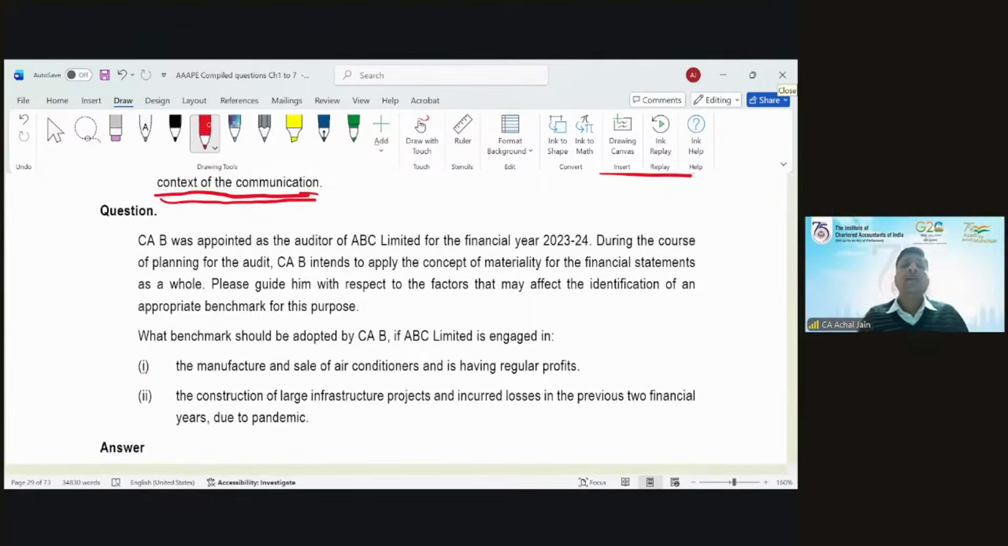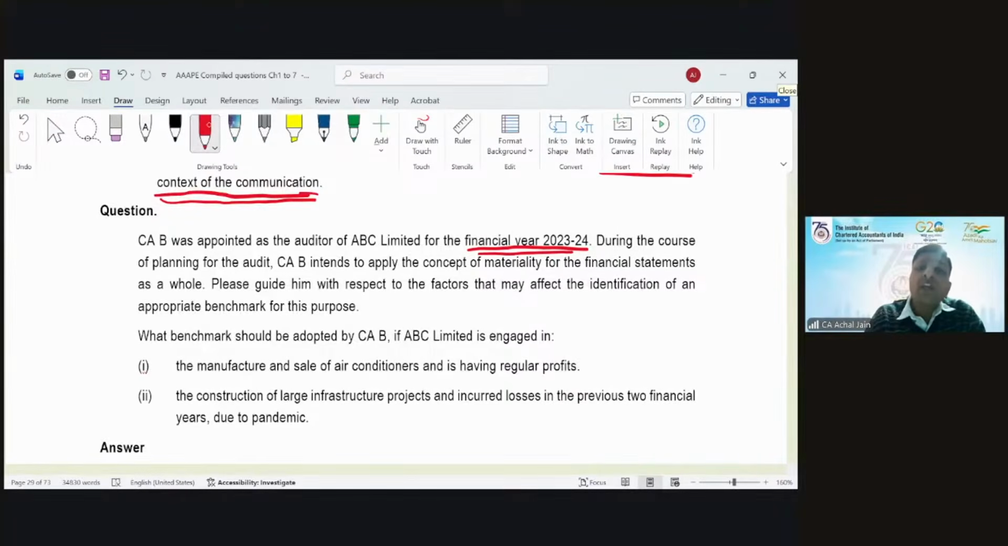CAB was appointed as the auditor of ABC Limited. Okay. So now we have this financial year 23-24. And it appears it's a new auditor. So it's appointed. So we are assuming it's new auditor. During the course of planning for the audit, CAB intends to apply the concept of materiality for the financial statements as a whole. Very good. So that's something which is required also. Please guide him with respect to the factors that may affect identification of appropriate benchmark for this purpose.